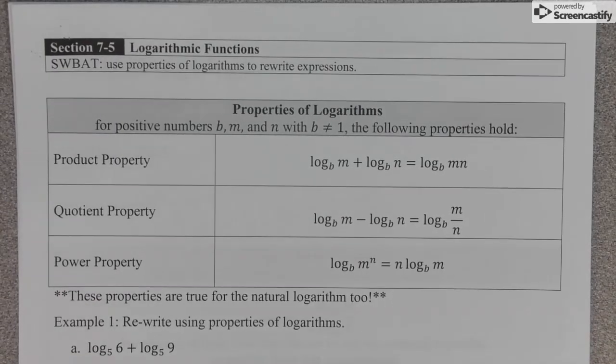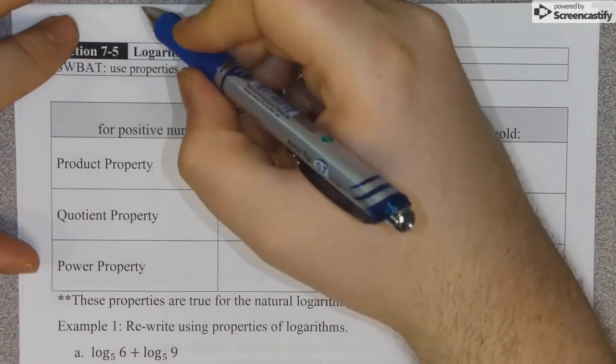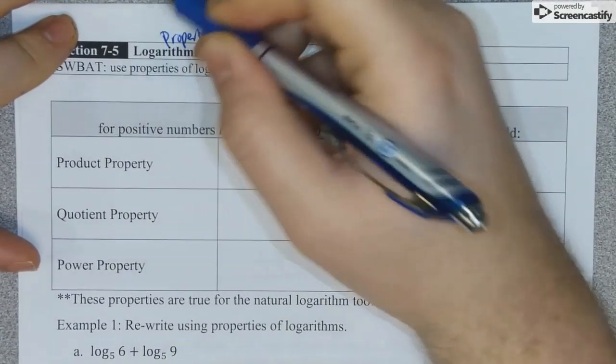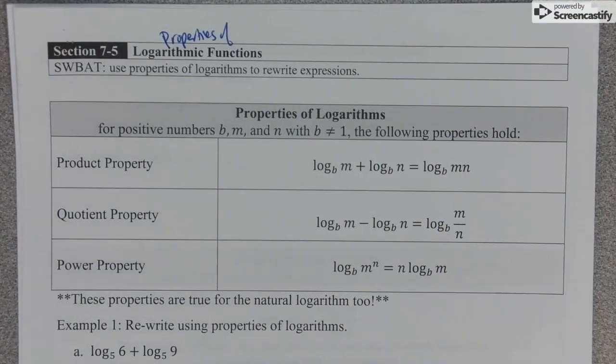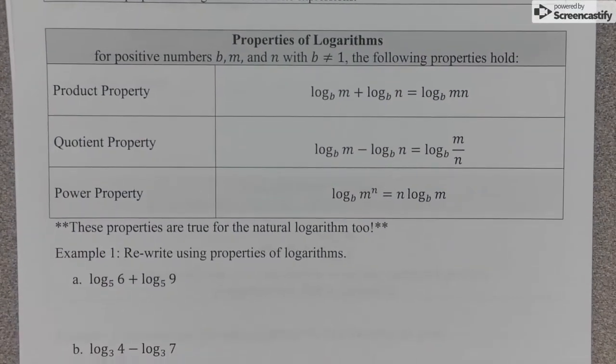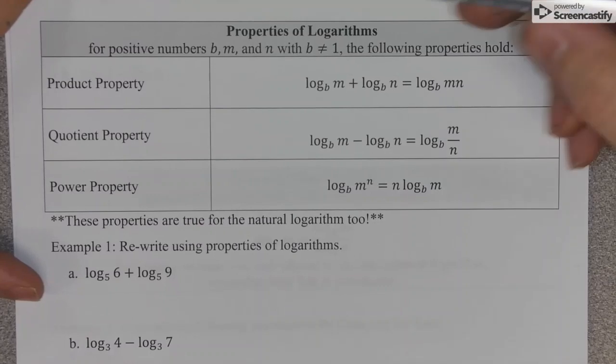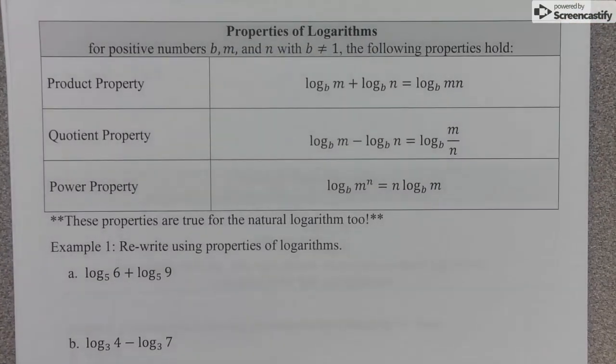In section 7.5, we're studying properties of logarithmic functions. Our goal here is to be able to use the properties of logarithms to write expressions. So the properties of logarithms, there's three properties. For positive numbers b, m, and n with b not equal to 1, the following properties hold.